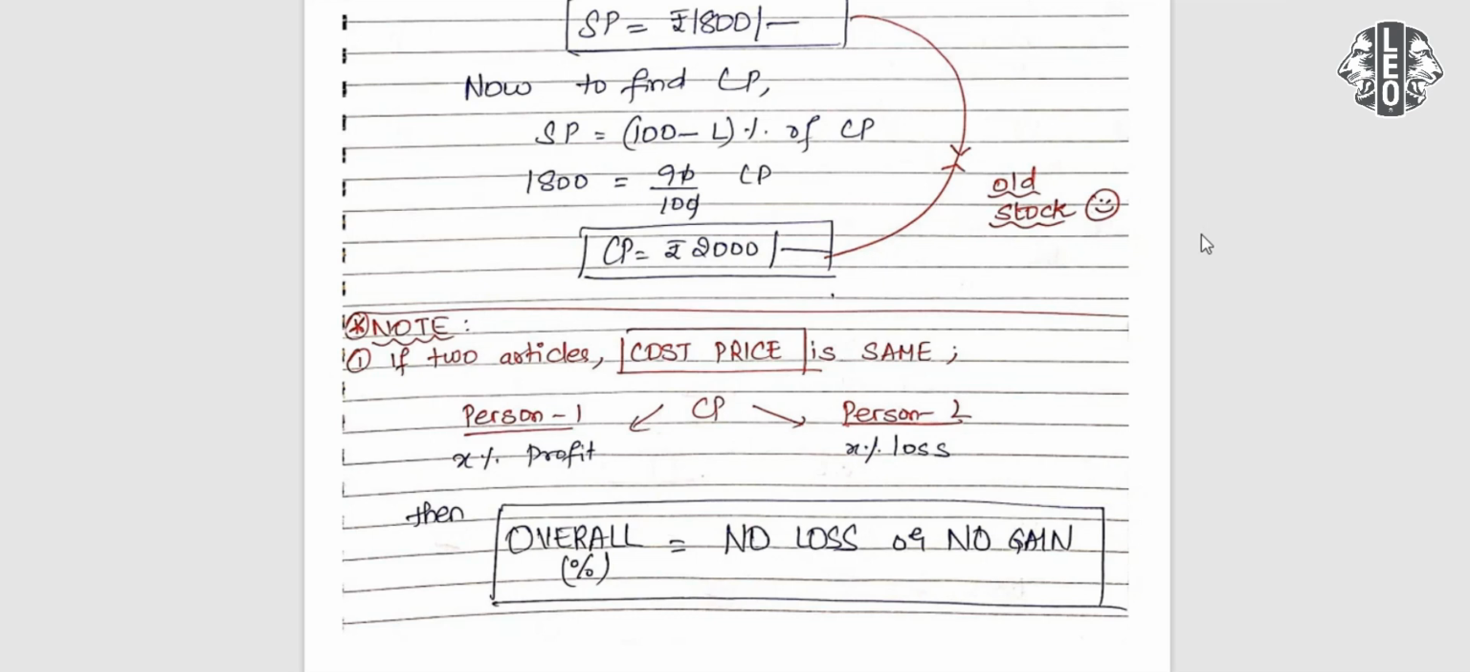So this is an important TSR. Please remember this. If such questions are asked in any of the clerical exams or banking exams, you could just take the option as 0% loss, 0% gain, or they would give the fourth option as no loss, no gain. You just tick that.